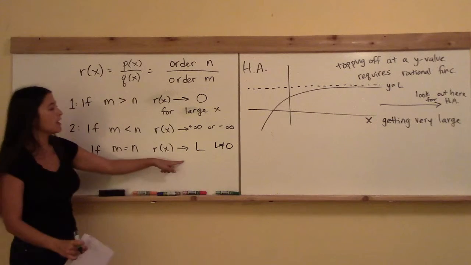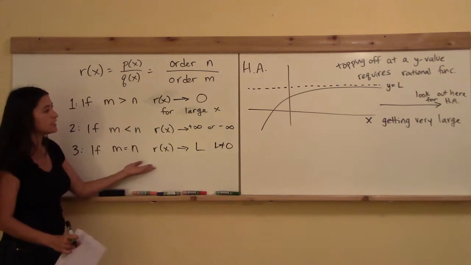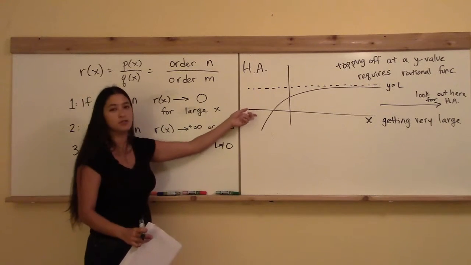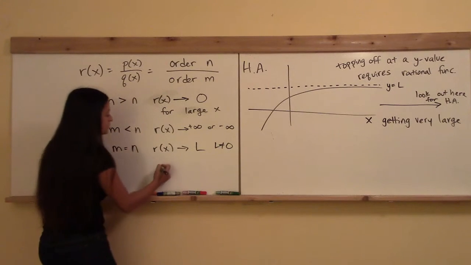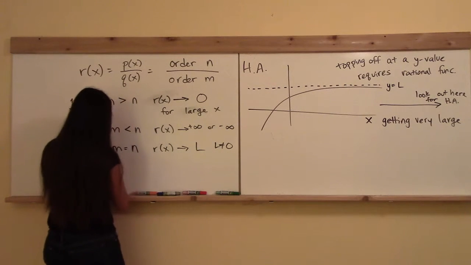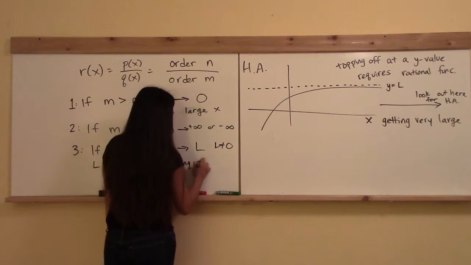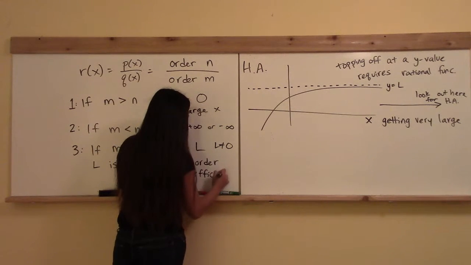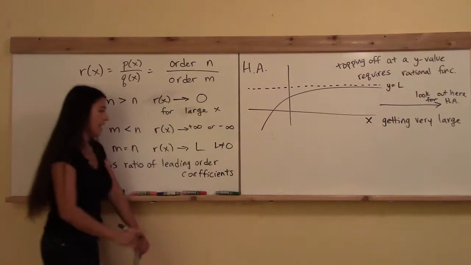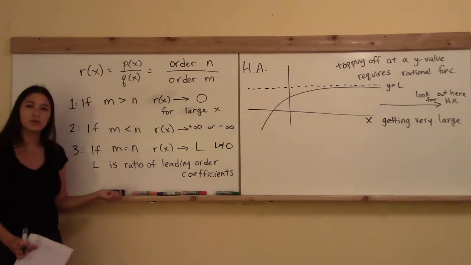Okay, the case where the L tends toward 0 is under this first case. In this third case, which is actually the one that I've illustrated here, L is a non-zero real number, and L is determined by the ratio of the leading order coefficients. I'll show you what that means as an example, so you can see that in action. Here, L is going to be defined as the ratio of the leading order coefficients.